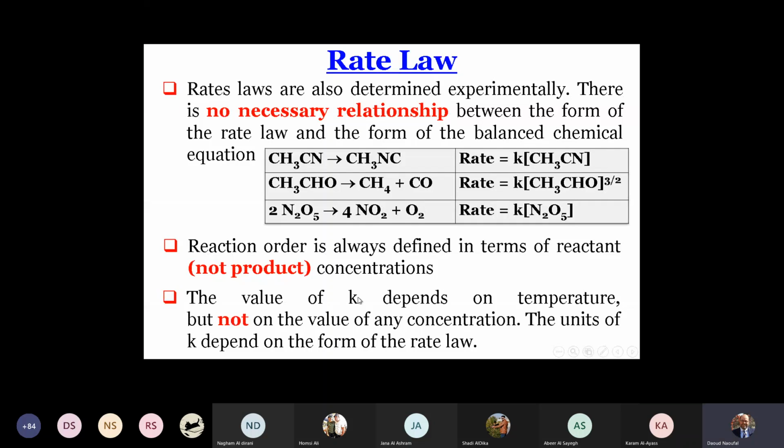The value of K is temperature dependent, but never depends on the value of the concentration. So for the same reaction realized in different experiments, if you did these experiments at different concentrations, the value of K in the four experiments is the same if the temperature of these reactions is the same. So K is only temperature dependent for the reaction.